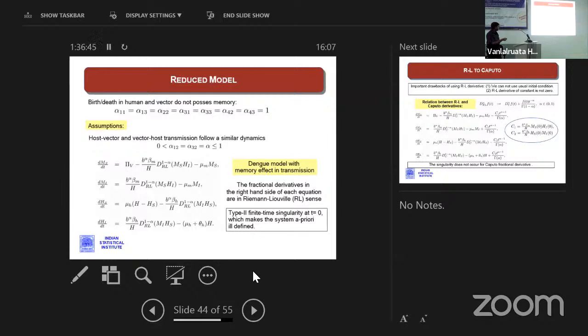This is in the RL form, because I have converted this into the form of RL. The type 2 finite time simple technique will be 0, which matches the system. So it is not yet defined. Still, I do have a problem. So, what I try to do now.